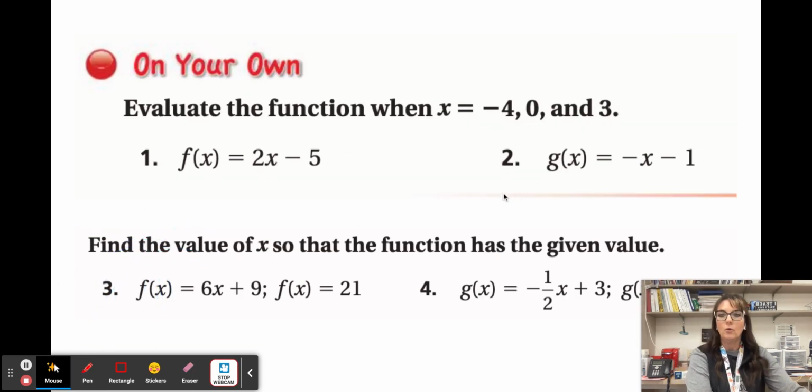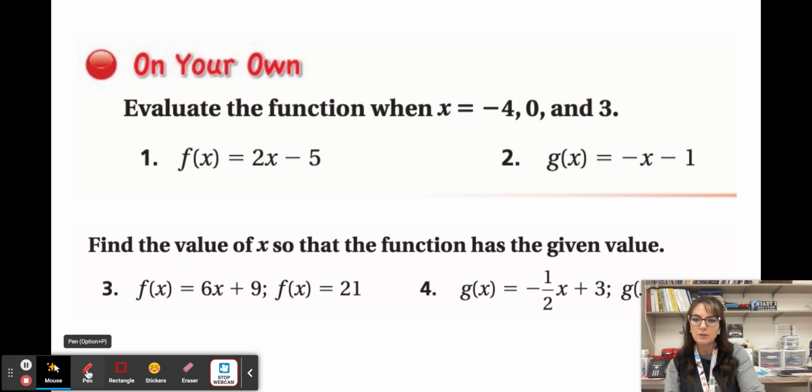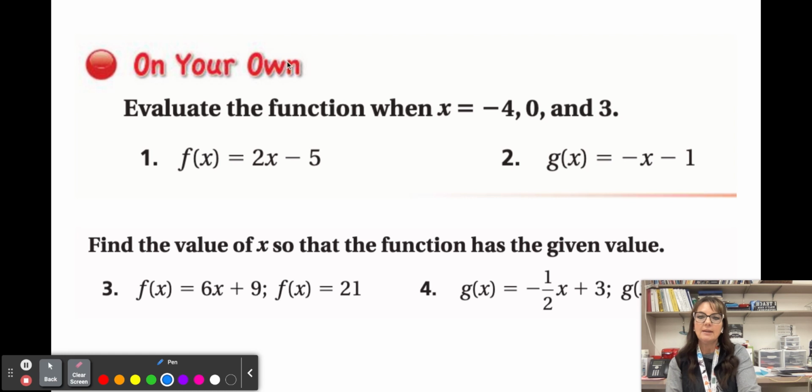So on our own, we want to evaluate. Let's do that. It's the same as if you made an input-output table. In this case, we'll put the output as f of x instead of y, because that's literally what the output is. The inputs then are negative 4, 0, and 3. So what does that look like?